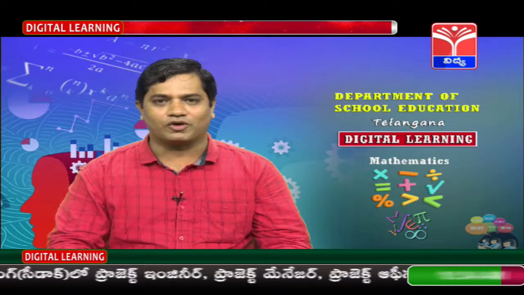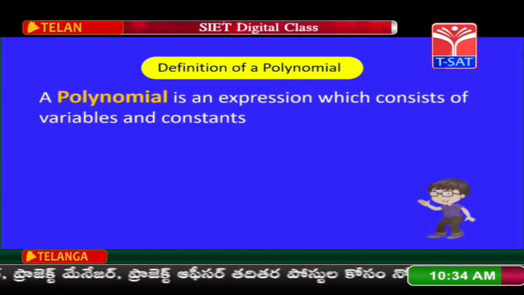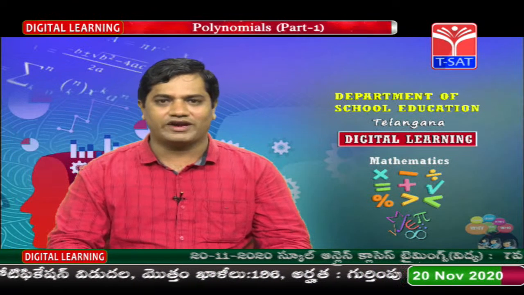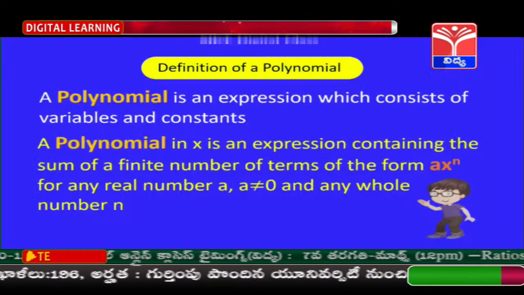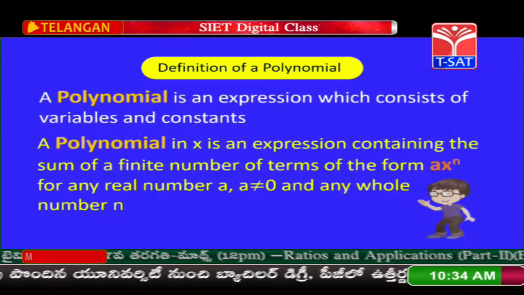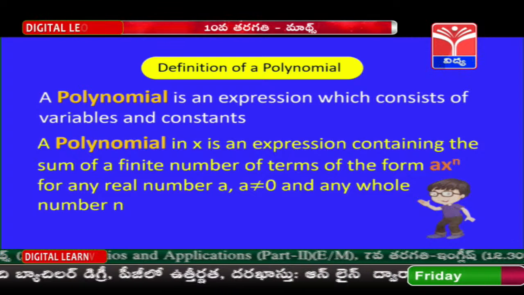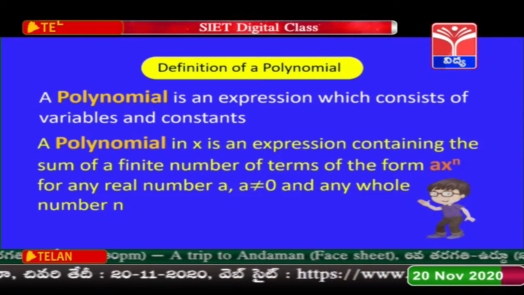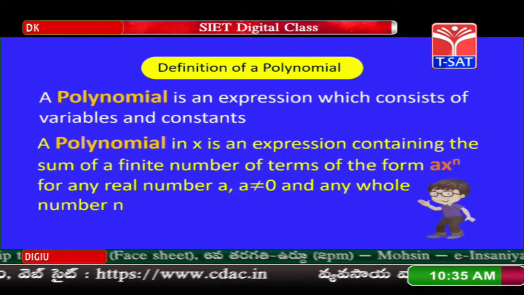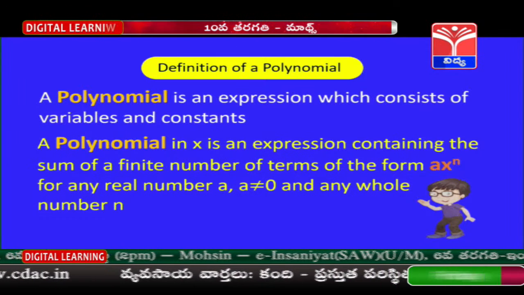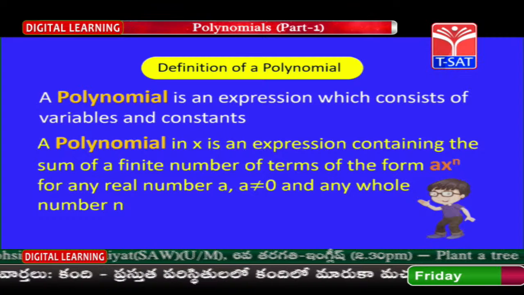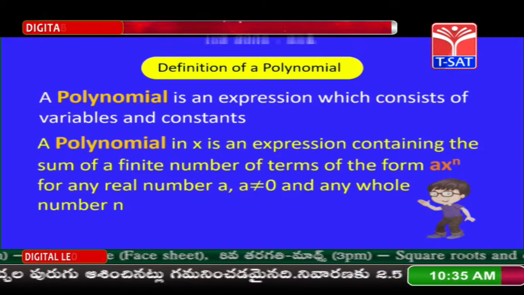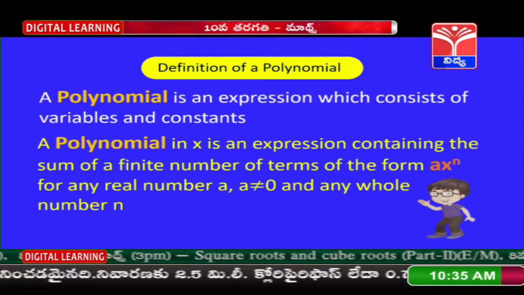See students, a polynomial is an expression which consists of variables and constants. More particularly, we define the polynomial like this. A polynomial in x is an expression containing the sum of a finite number of terms of the form a x to the power of n. Here in this, a is a coefficient. We can take any real number in the place of a, and n should be a whole number. It should not be negative and it should not be a fraction. So this is the definition of a polynomial.